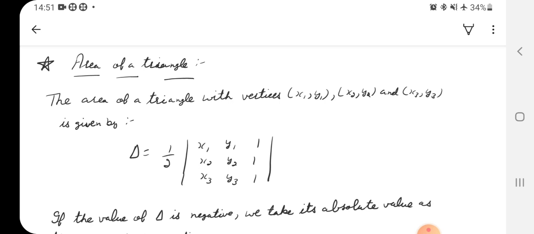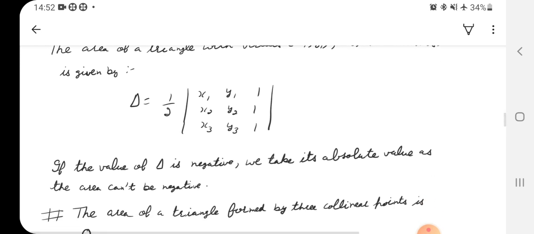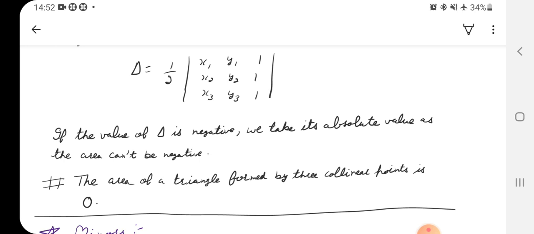x1 y1 1, x2 y2 1 and x3 y3 1. So this will be your formula for the area of a triangle with vertices x1 y1, x2 y2 and x3 y3 with the help of determinants. So now some points on this. If the value of determinant or delta is negative, we take its absolute value, as the area can't be negative. I think this will be clear to you because the area is never negative. So if it is never negative, we will take the absolute value of delta.